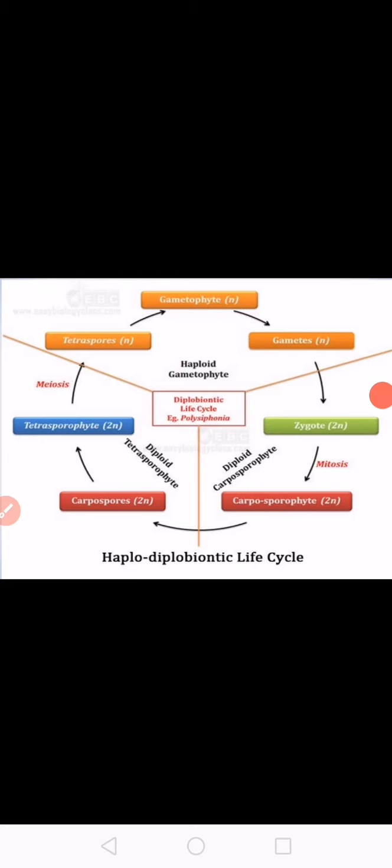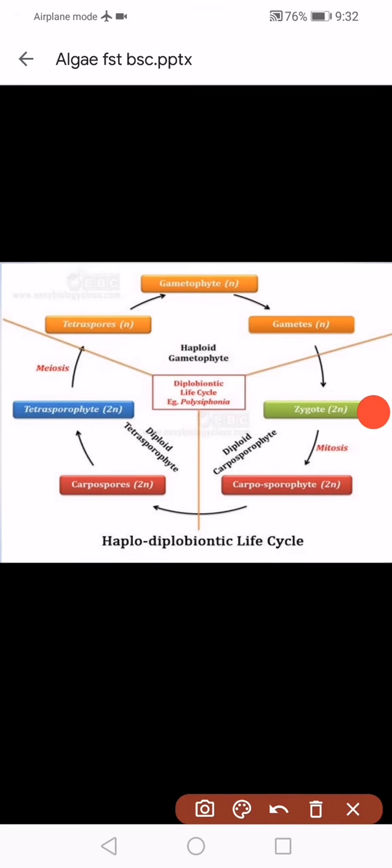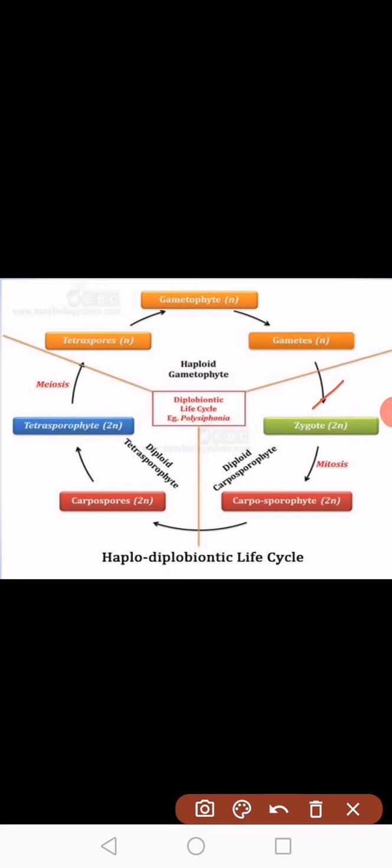So this is about the diplobiontic life cycle. So in this what happens is, from the zygote, which is diploid in nature, carposporophyte is produced. So zygote undergoes mitosis. As a result of this, carposporophyte is produced, and this is the carposporophyte phase, which is diploid phase. And from this carposporophyte, carpospores are produced, and the carpospores are also diploid in nature. And the carpospores on germination produce the tetrasporophyte.